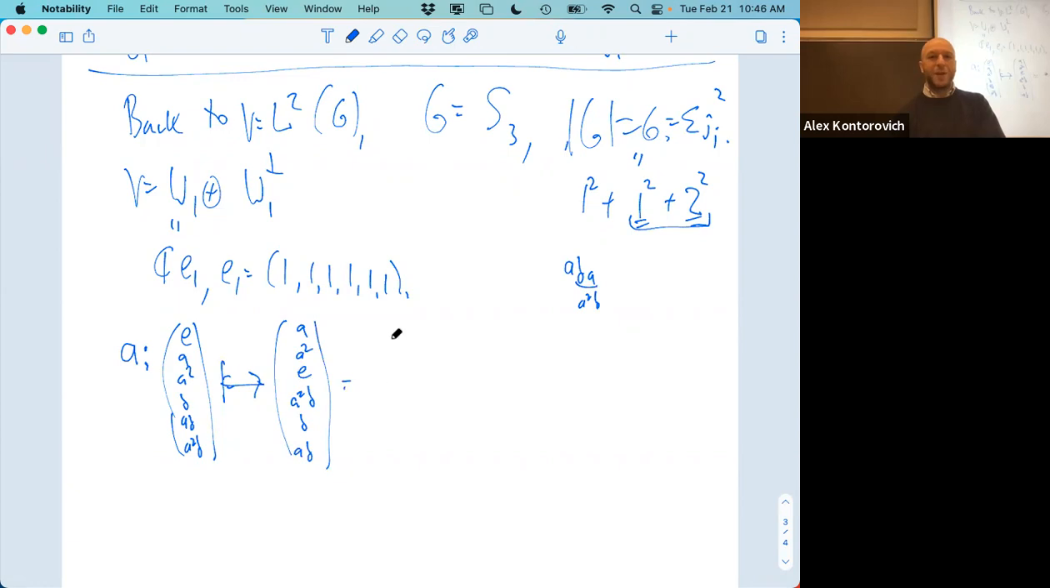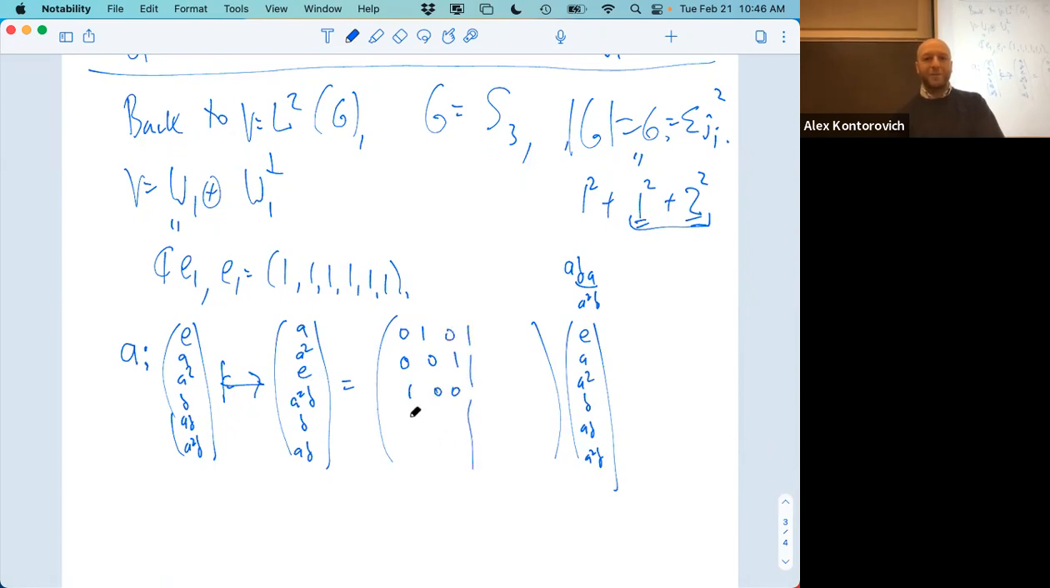That's a permutation. So what permutation is this? If I started with E, A, A squared, B, AB, A squared B, the permutation takes E to A, so that's 0, 1, and then all zeros. A to A squared, that's 0, 0, 1, and A squared to E, that's 1, 0, 0. We sort of have these two 3x3 sub-blocks. They seem to be staying together. And then B goes to A squared B, that's over here. AB goes to B, that's over here, and then I have no choice but to put A squared B getting sent to AB.